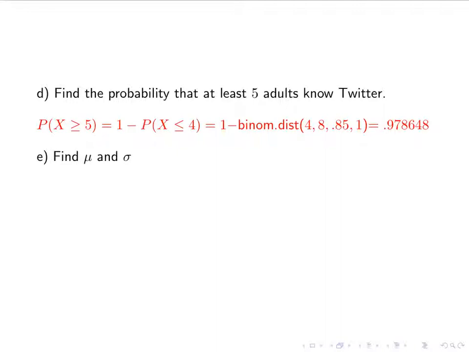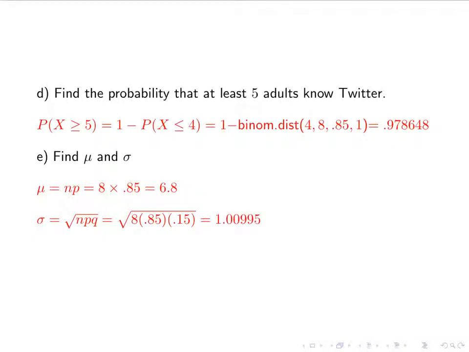And then we're also going to find mu and sigma. So mu, remember, is n times p, which in our case is 8 times 0.85, which is 6.8. Sigma is the square root of npq, which is the square root of 8 times 0.85 times 0.15. Remember, q is 1 minus p. And I get 1.00995. So again, you would expect to find that 6.8 people know what Twitter is.